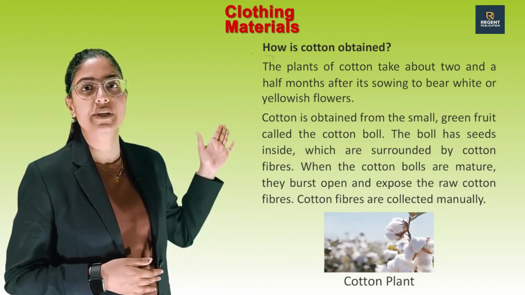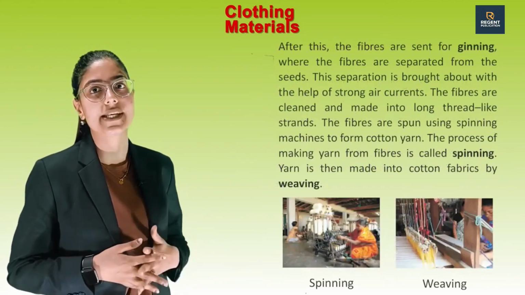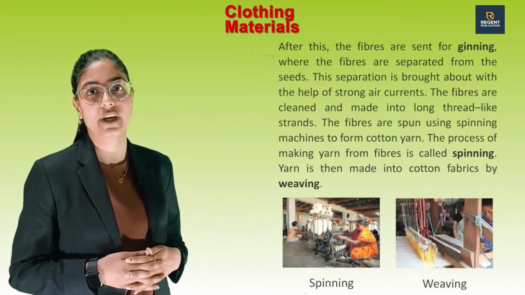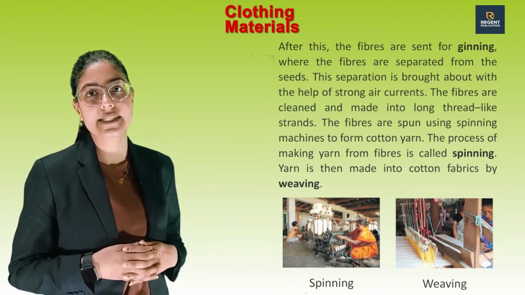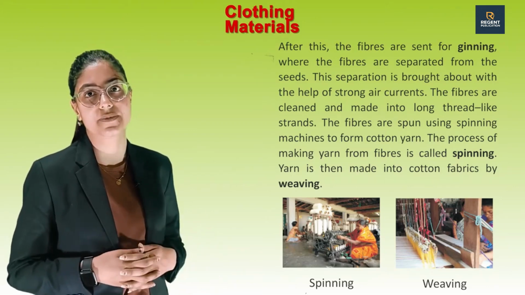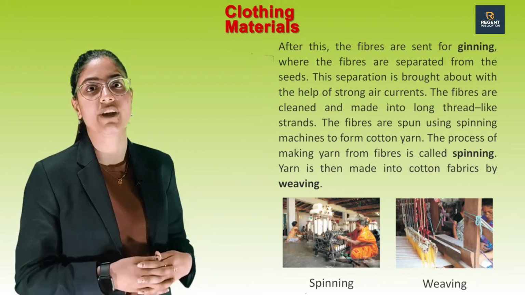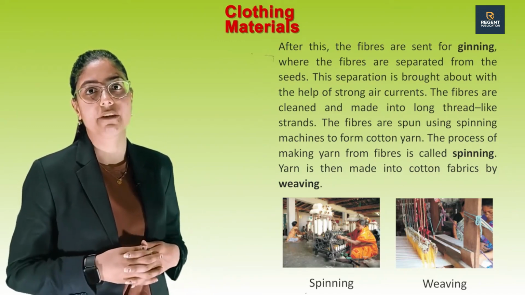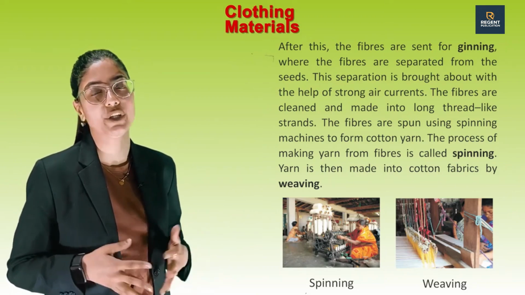See, this is a picture of a cotton plant. After this, the fibers are sent for ginning, where the fibers are separated from the seeds. This separation is brought about with the help of strong air currents. The fibers are cleaned and made into long thread-like strands. The fibers are spun using spinning machines to form cotton yarn.